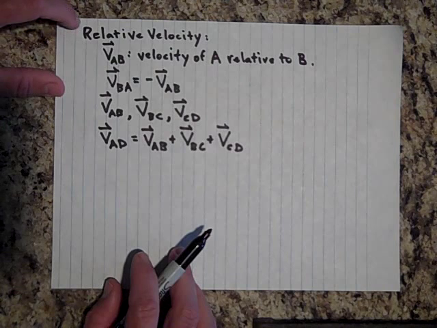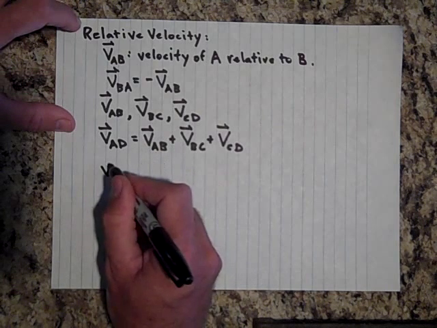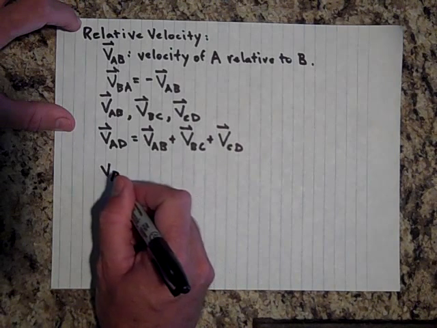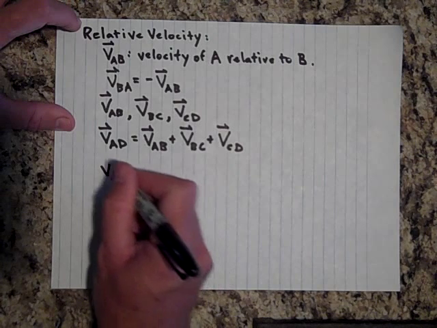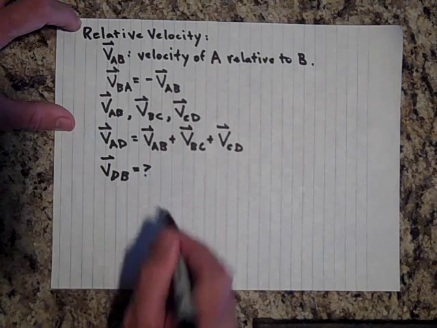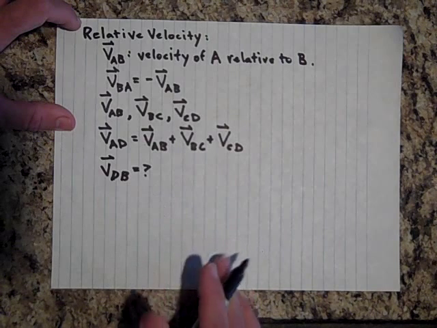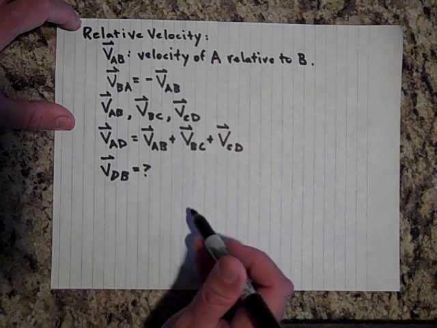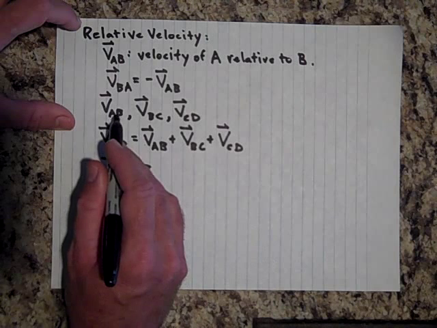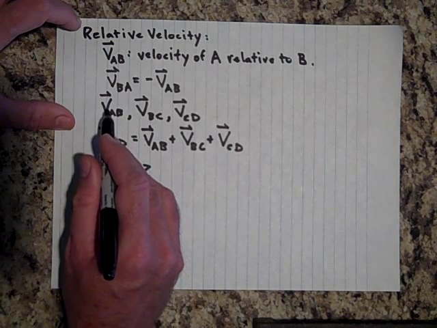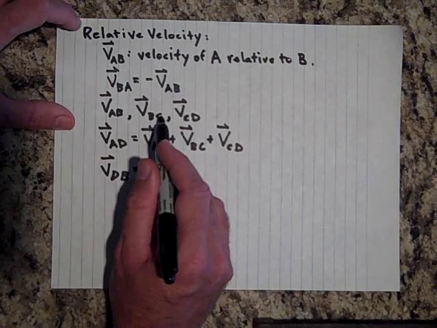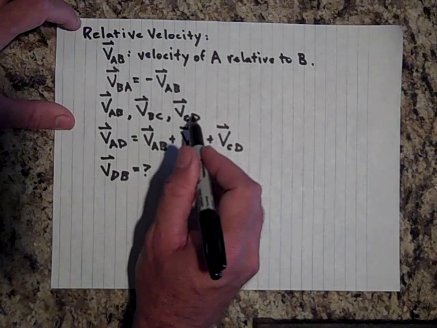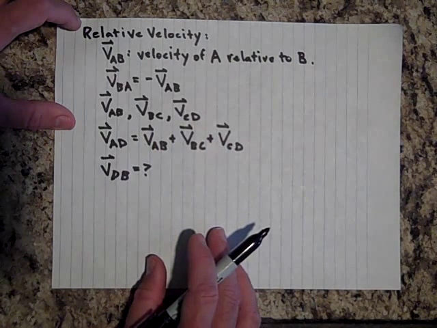Okay, well, what if we instead wanted to know the velocity of D with respect to B? How would we get that? Well, again, we know these three quantities, but to know these three quantities means that we also know the reverse. So I know the velocity of B with respect to A. It's just the negative of this. I know the velocity of C with respect to B. It's just the negative of this vector. And I know the velocity of D with respect to C. It's just the negative of that.